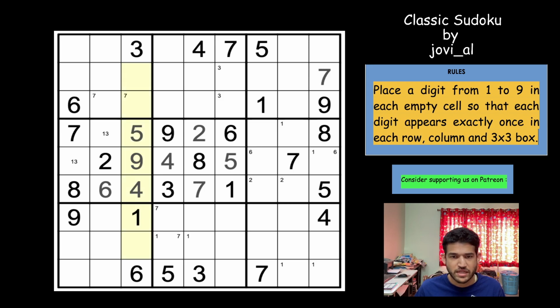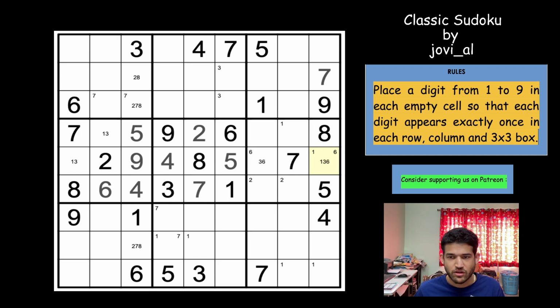Now these 3 cells are 2, 7, 8. This will be a 2, 8. This will be 2, 7, 8. And this will be 2, 7, 8. And this is 3, 6 for the row. This is 1, 3, 6.